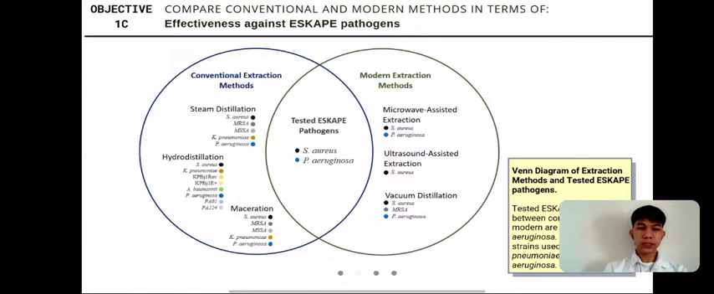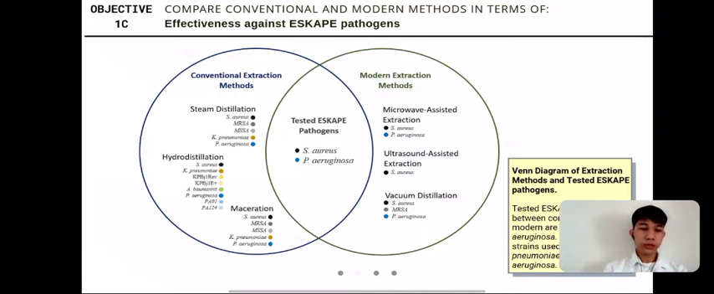Objective 1C exhibits the comparison in the effectiveness between conventional and modern extraction methods against the inhibition of ESCAPE pathogens. S. aureus and P. aeruginosa were both tested in studies of conventional and modern methods, while K. pneumoniae and E. baumannii were only tested in some studies who used conventional methods. Conventional methods inhibited both S. aureus and P. aeruginosa. Similarly, K. pneumoniae and E. baumannii were also inhibited using conventional methods.